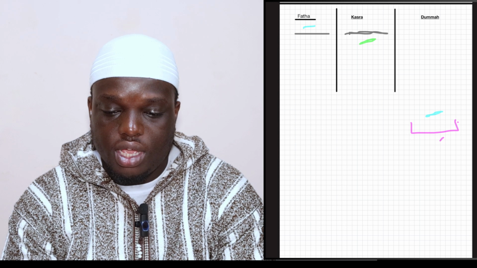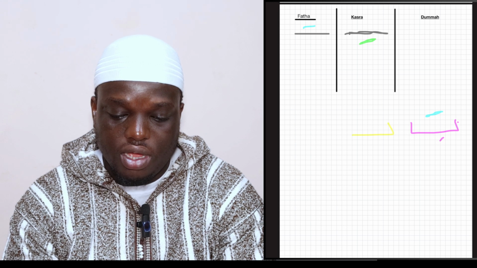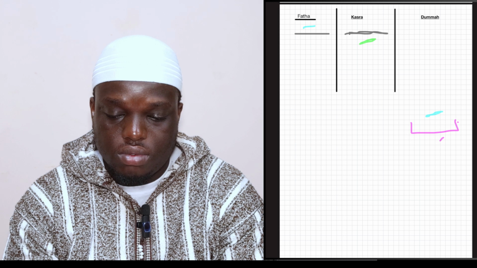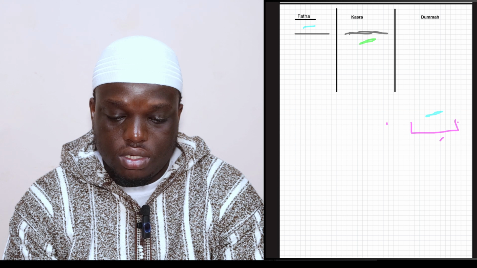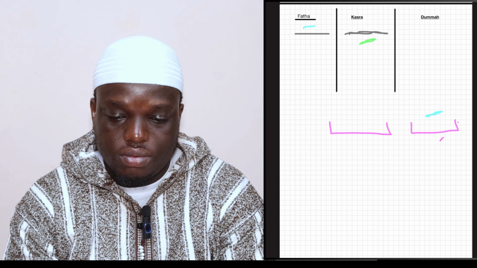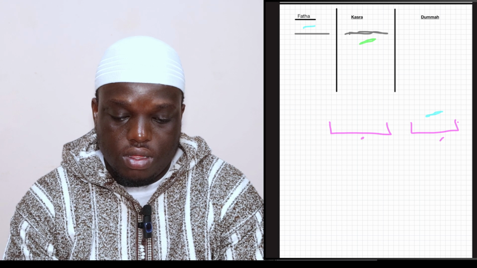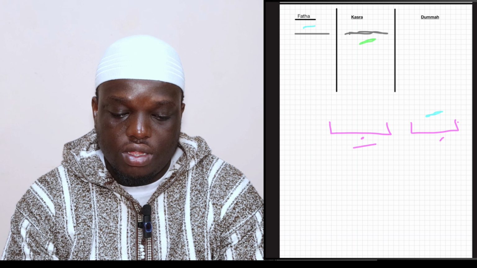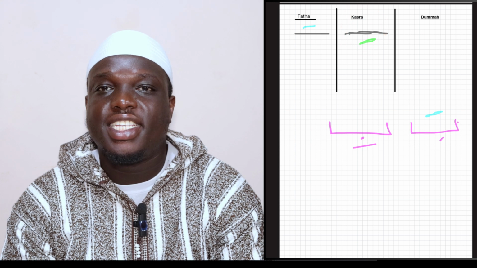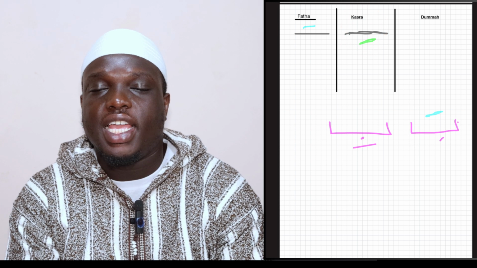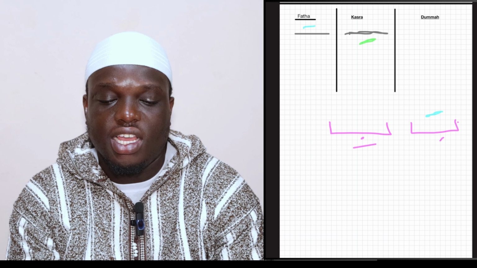So, for example, let's use ba. If ba is carrying a kasra, we said the kasra gives an e sound to a letter. It gives the e sound.